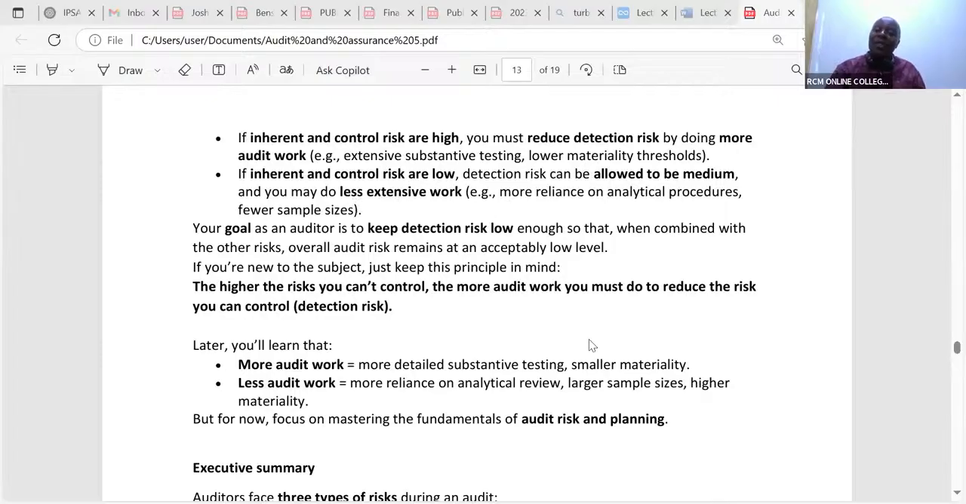Now, ladies and gentlemen, one thing that I would want to tell you is this. When you adjust your detection risk as an auditor, it means doing a lot of work to be able to detect issues. An auditor will do a lot of work. When I do a lot of work, it means what here? More resources.